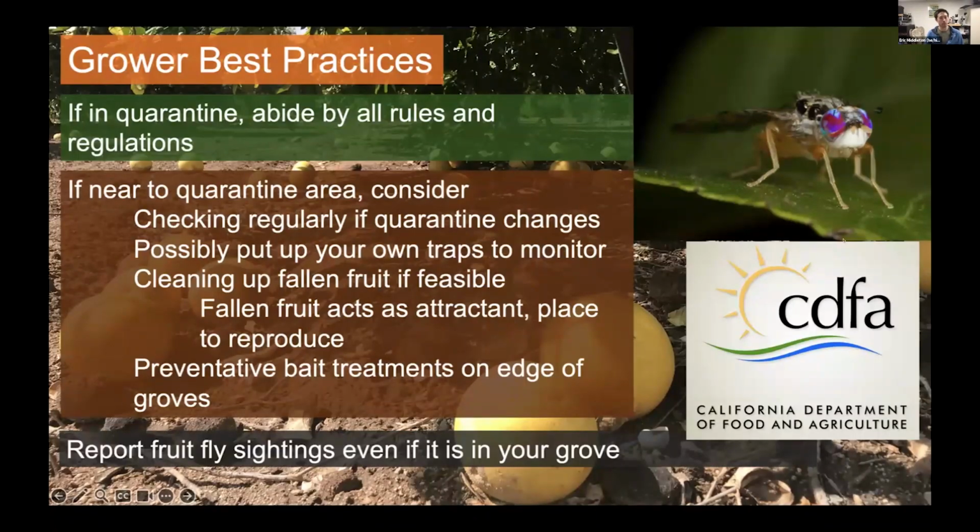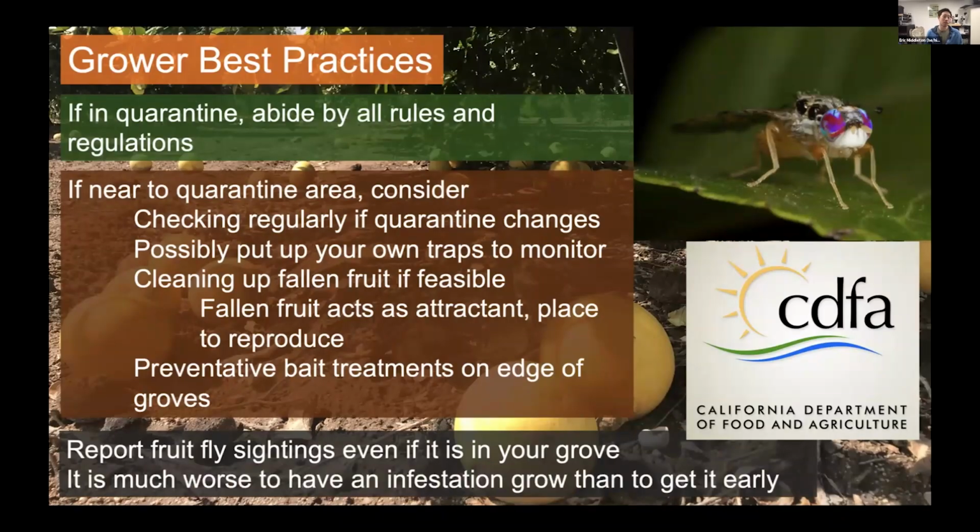And do report any fruit fly sightings to CDFA, even if it is in your grove. I know that's a really unfortunate thing. That's a really bad situation to be in, but it's much worse to have an infestation grow than to try to get it early. Because if this really starts to grow out of hand, then it affects many more people. It becomes a much bigger issue for you. So if you do find them, it's not great, but it is definitely best to report it to CDFA.